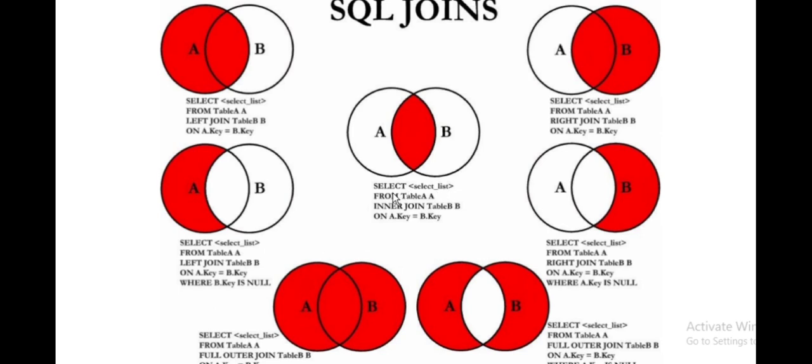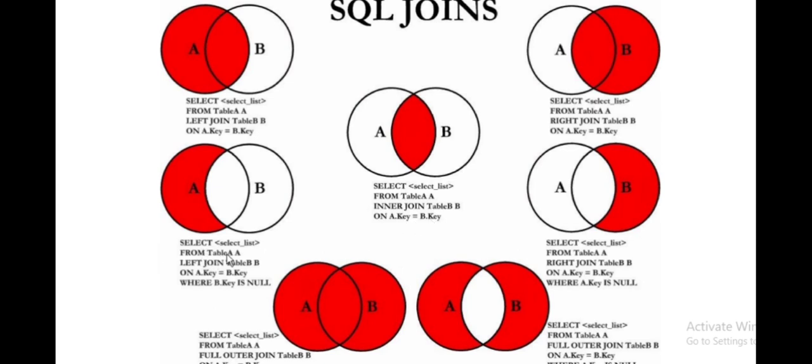We have to select the common part between A and B. Then we use select list from table A inner join table B on A.key equals B.key. This will show the common part between A and B.